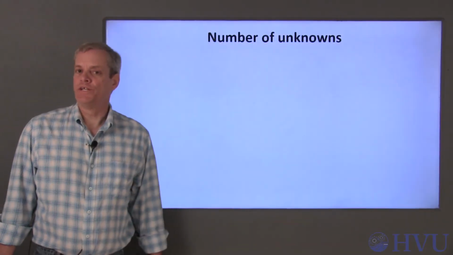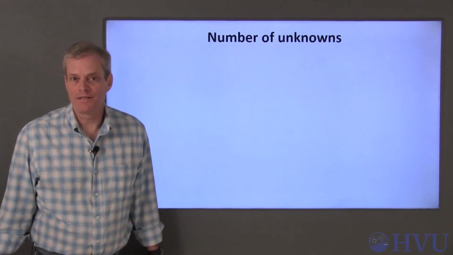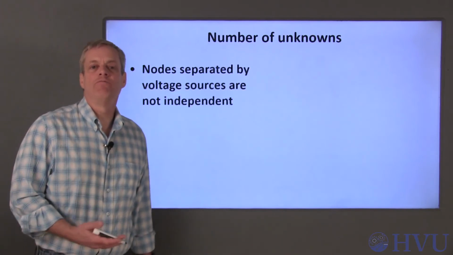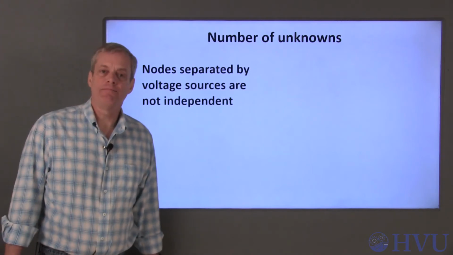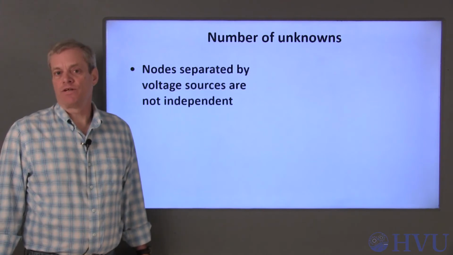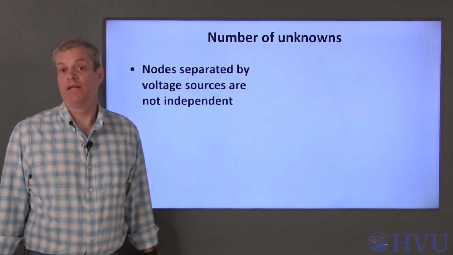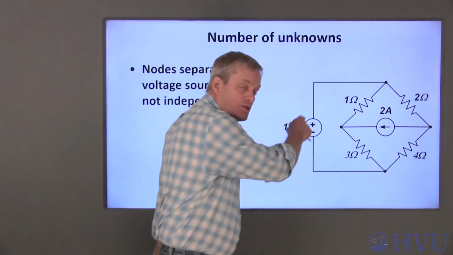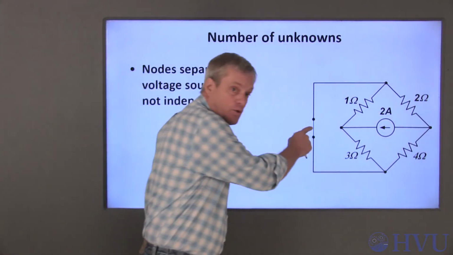Now I'll give some alternate guidelines about how to determine the number of equations you'll need if you use nodal analysis. Independent nodes are separated by circuit elements other than voltage sources. The nodes at the terminals of a voltage source are not independent from one another. If you aren't sure about the number of independent nodes in the circuit, you can replace voltage sources with short circuits and count the remaining nodes. For this example, we'll replace this voltage source with a short circuit. This process is called killing the source.